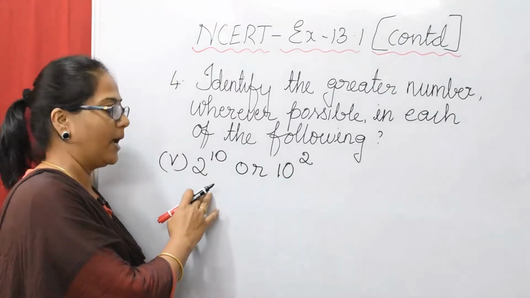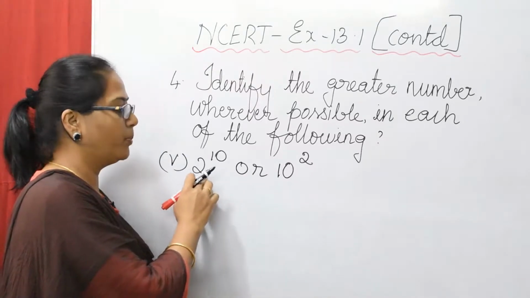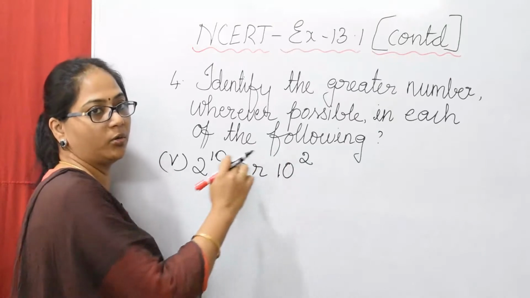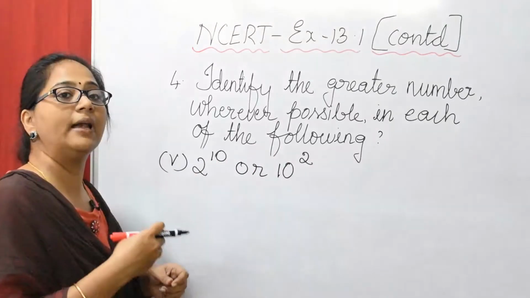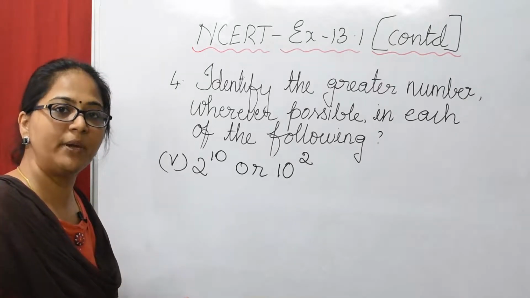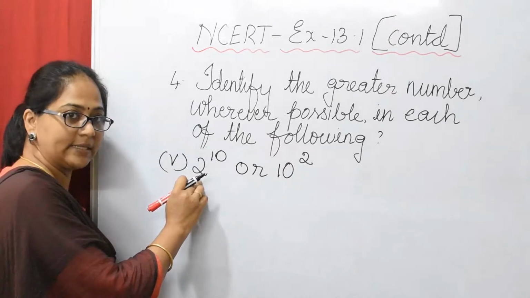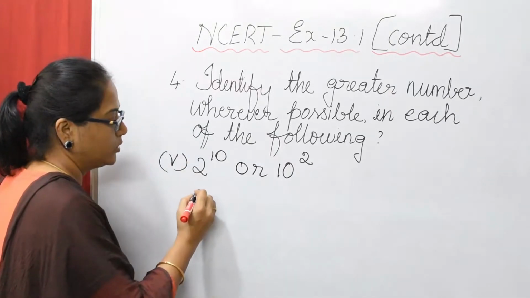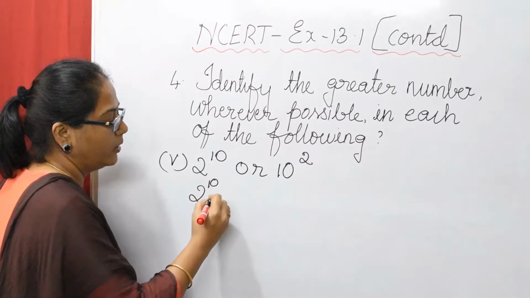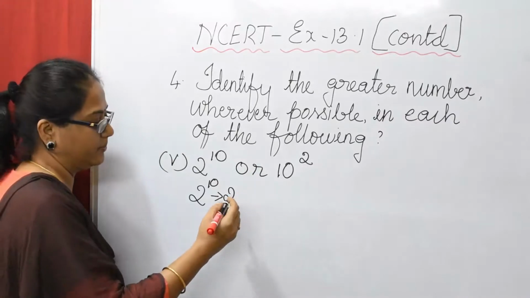Now let's see the next sum. Again we are going to compare between these two numbers, 2 power 10 and 10 power 2. 2 power 10 means 2 is a base number here and we are going to repeat this base number 10 times. Understood students? So 2 to the power of 10 means 2 is going to be repeated 10 times.